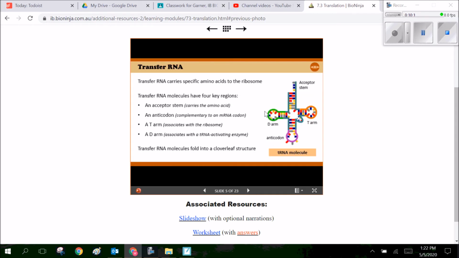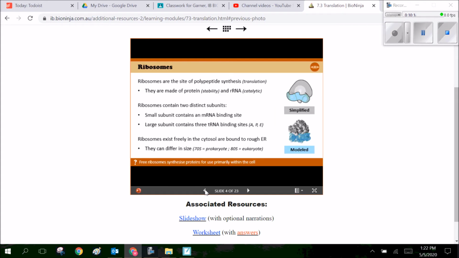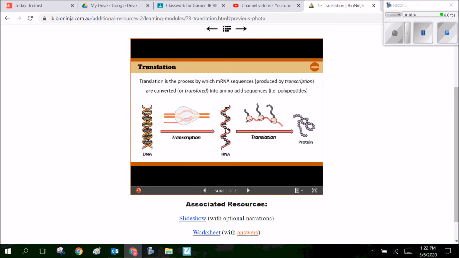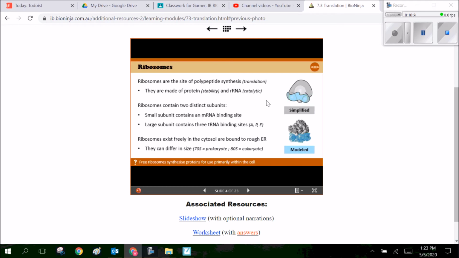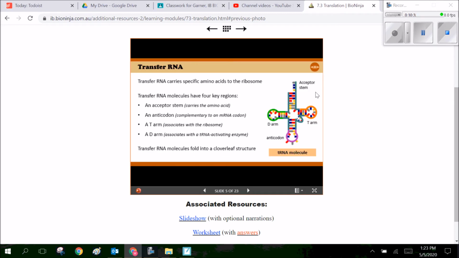Transfer RNA, which is the other type of RNA we haven't really talked about very much, is going to carry amino acids to the ribosome. So if we think about this in terms of an analogy, I like to think of the mRNA, which is this right here, based off of the DNA, as being a copy of the recipe you want to make. I like to think of the ribosome as being the cook, and the tRNA as being the helper in the kitchen that brings the cooking supplies to the cook so the cook can put it together into a meal.